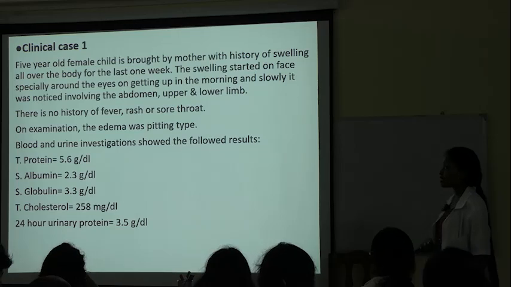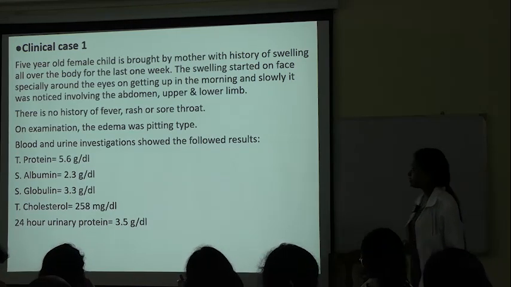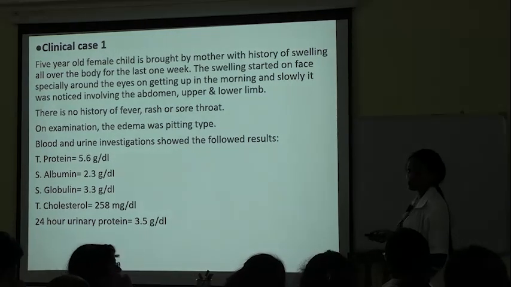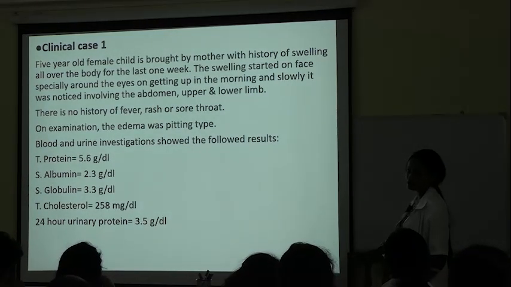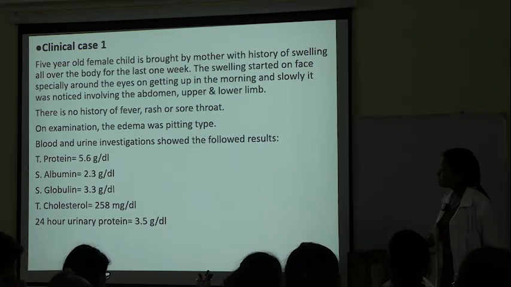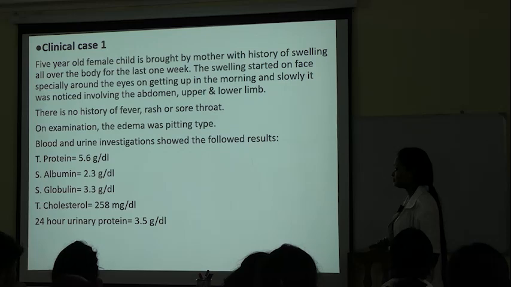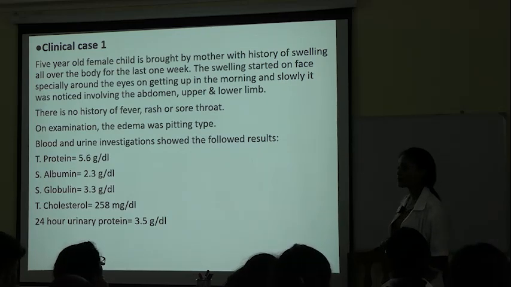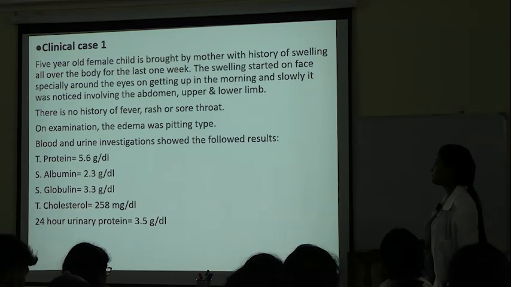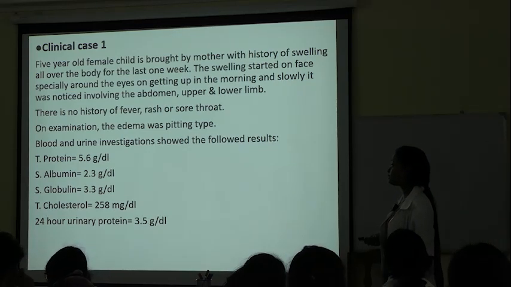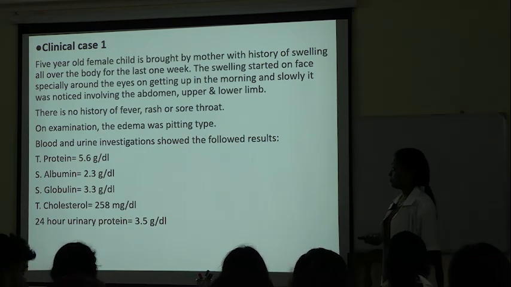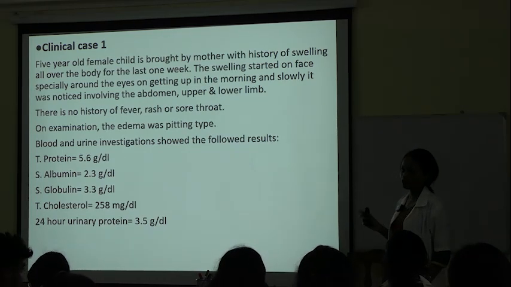The total protein is 5.6 gram per deciliter and the serum albumin is 2.3 gram per deciliter. In the previous slide, what was the normal range? 3.5 to 5.5. Then it is less. And the serum globulin is 3.3. What was the normal range? 2 to 3.5. And total cholesterol is 258 milligram per deciliter, and the 24-hour urinary protein is 3.5 gram per deciliter. So here albumin and globulin ratio is already reversed.